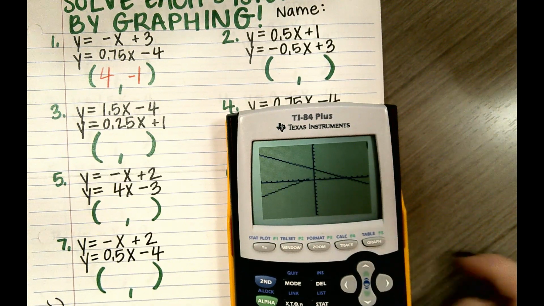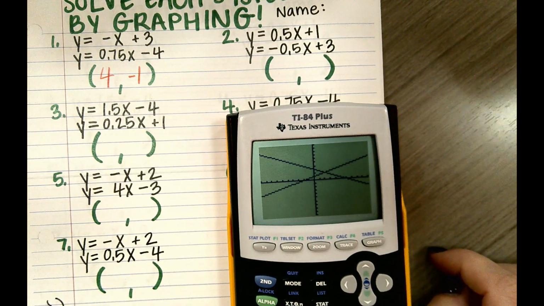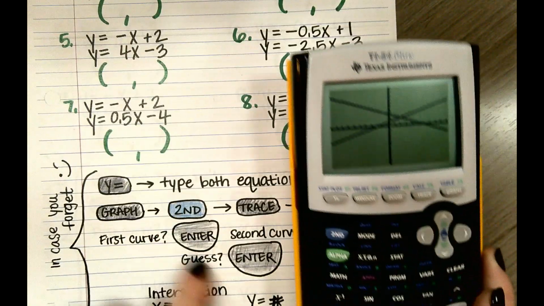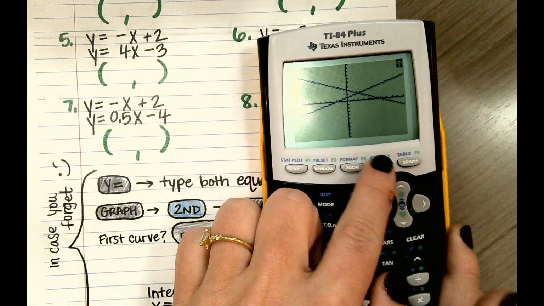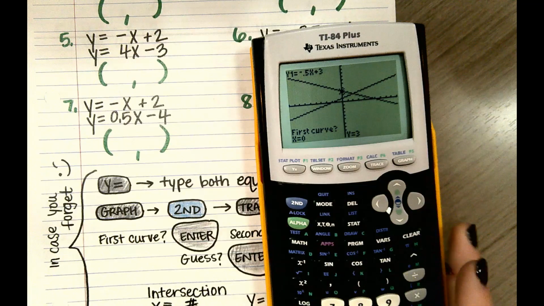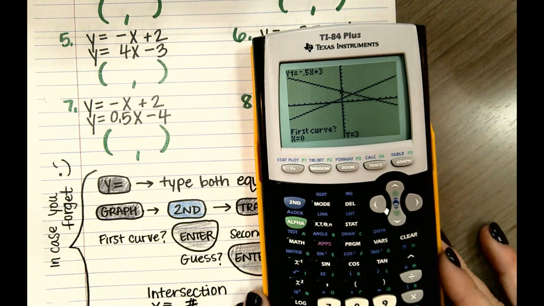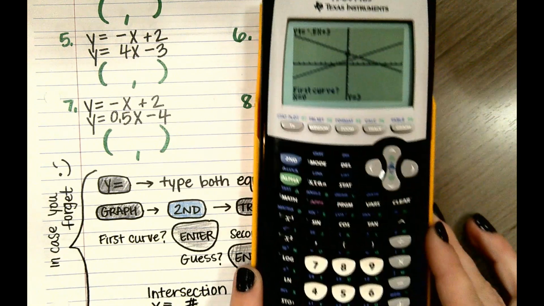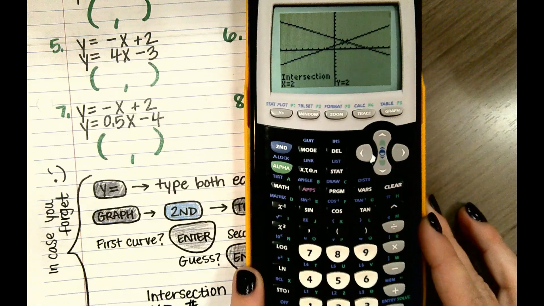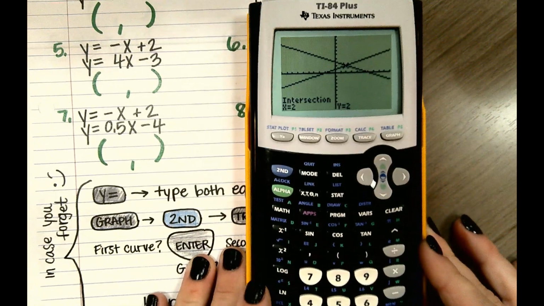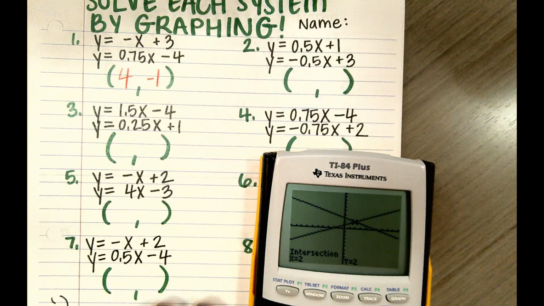Both of them will get graphed regardless. So I went to my graph. I have here my lines, and now I follow these steps again. Second, trace, 5. Just hit enter 3 times. 1, 2, 3. And your next answer should be x is 2, y is 2. Yep, I got that one.